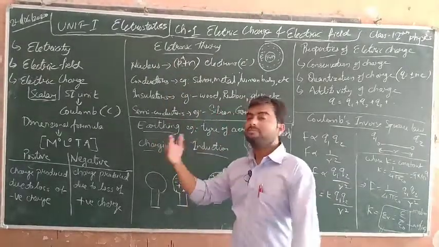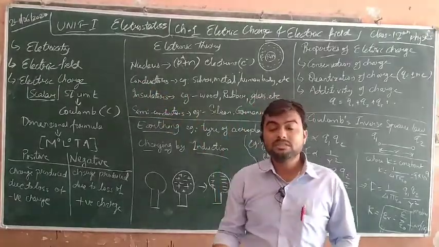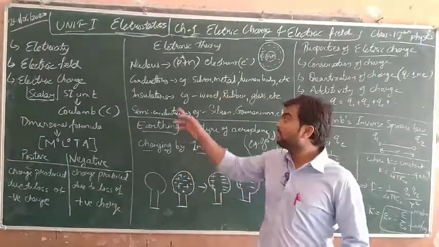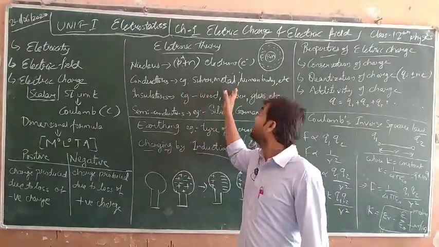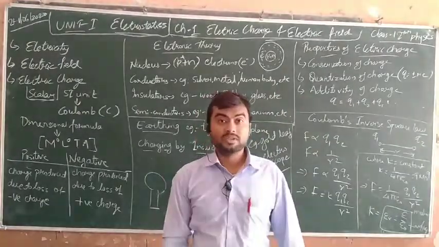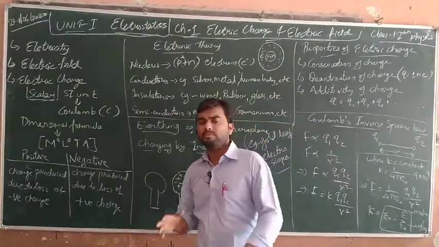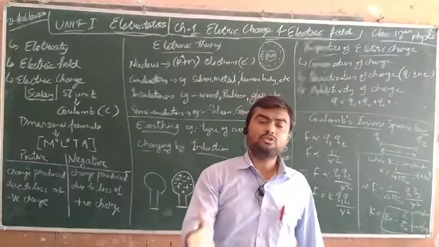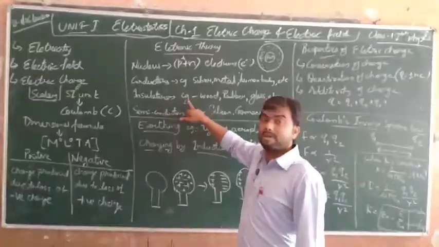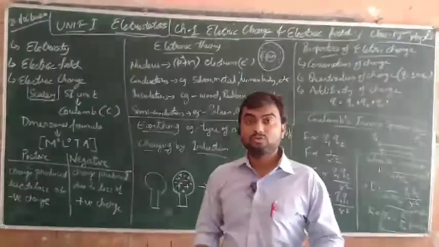Now again we have some definitions. We should know what conductors are. Conductors are the substances which allow electric charges to flow through them. Basic examples are silver and metals. The human body is also a very good conductor of electric charge. Then there are insulators. The substances which do not allow any charge to flow through them are called insulators. Examples are wood, rubber, glass, plastics, and many more.